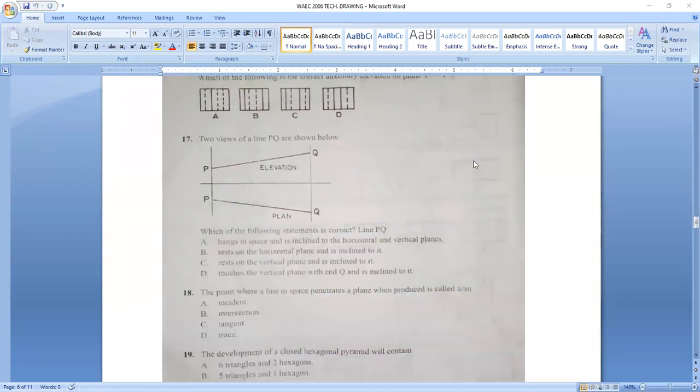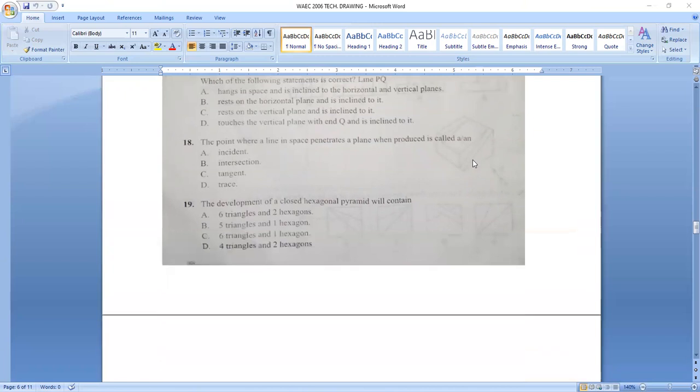And question 17: two views of a line PQ are shown below. Which of the following statements is correct? Line PQ, the answer to that question is option A, hangs in space and is inclined to the horizontal and vertical planes.